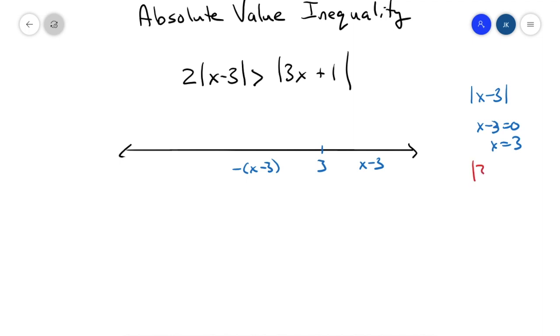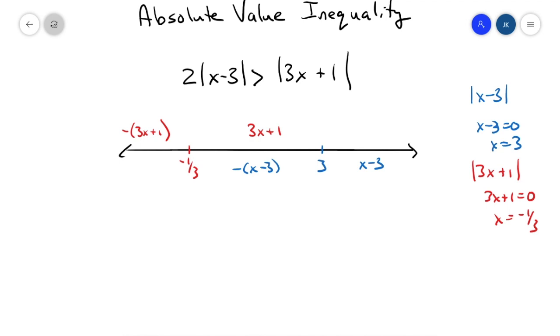Now let's take a look at 3x plus 1. Well, 3x plus 1 is going to equal 0 when x is equal to negative 1/3. I'll bring the 1 over, divide by 3. So I'm going to mark that off over here, negative 1/3. If I choose values of x larger than negative 1/3, I don't have to do anything to 3x plus 1. It will be positive. But if I choose a value of x less than negative 1/3, then 3x plus 1 is going to be negative, and so what I have to do is put a negative in front of that to make the value positive. That's what the absolute value does.